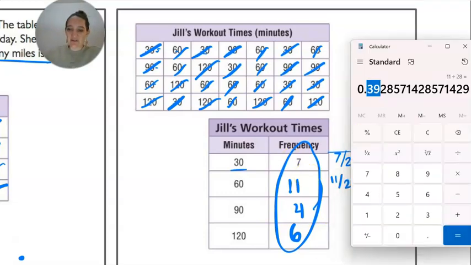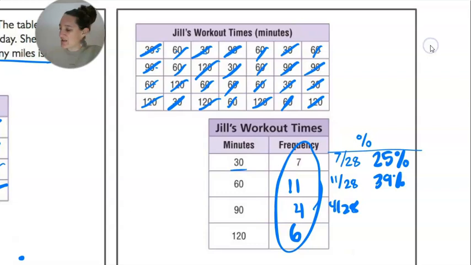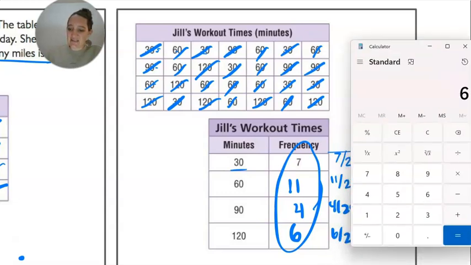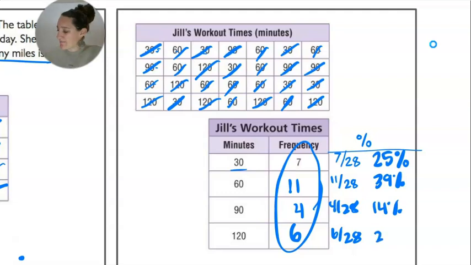Now if she worked out 4 out of the 28 days, 4 divided by 28 would be 14% of the time. And then 6 out of 28 of the days, fraction and control that. And again, let's round it to the nearest hundredth, 21% of the time. So that is a relative frequency table. It shows us the percentage of the time. So we know that 21% of the time she worked out for 2 hours.